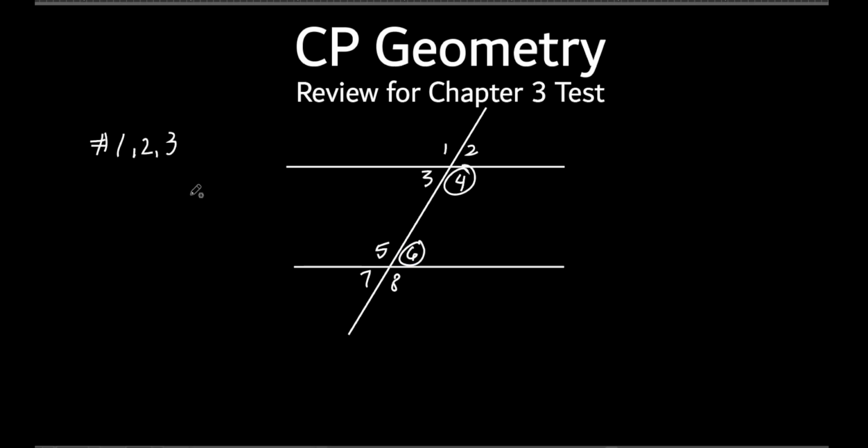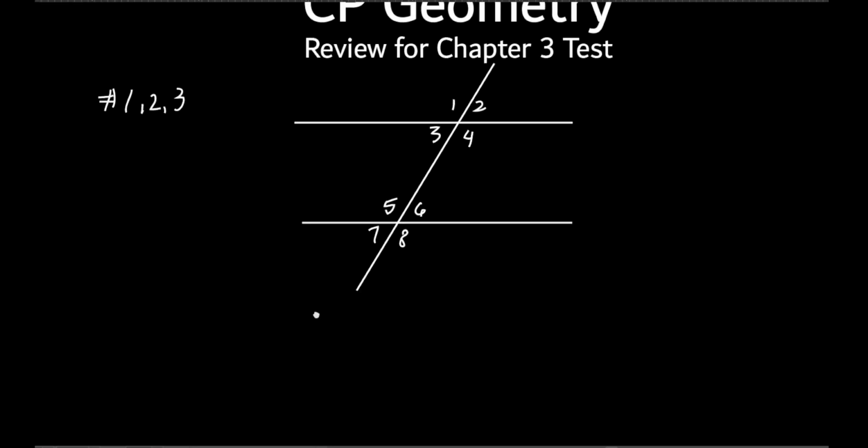So on 1, 2, and 3, you just write those words. I'll tell you which angles to look at, and you tell me, are they corresponding? Are they alternate interior? Are they alternate exterior? Or are they consecutive interior? And that's all you have to do. You just pick one of those 4 and you write it down. It's pretty easy, no math involved. You just have to know the names of those relationships.